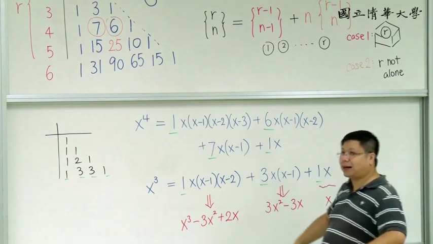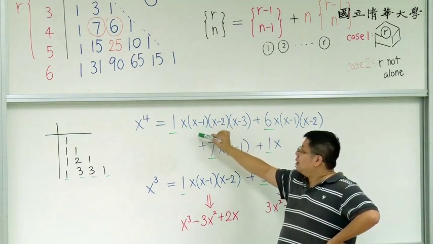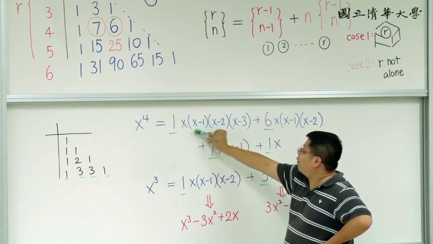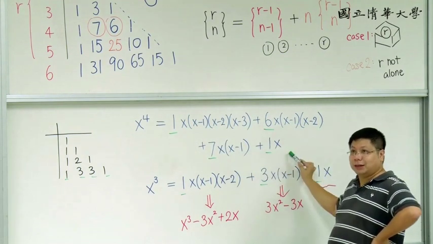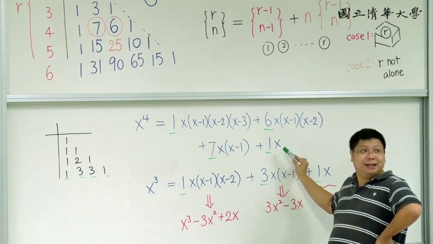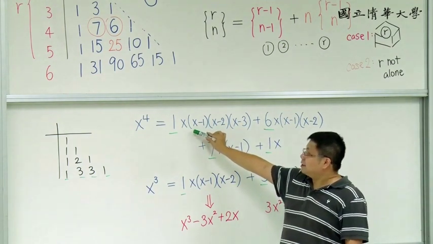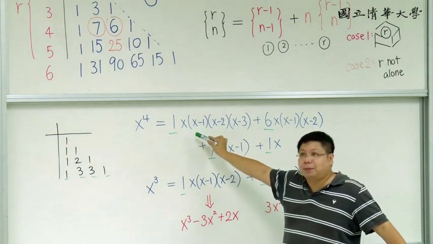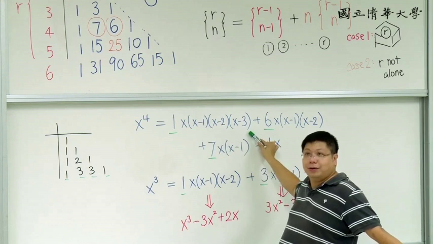We can actually check every one. If you look at this, this is the only term that has x to the 4. All the other terms have only x cubed, x squared, and x. Am I correct? Right? So this is the only term that can give you x to the power 4, and you see that there is just one of them.